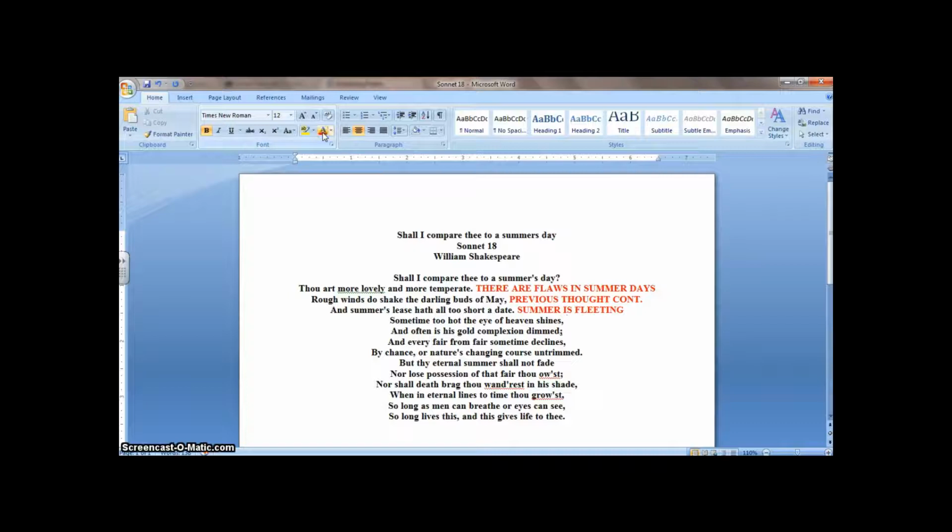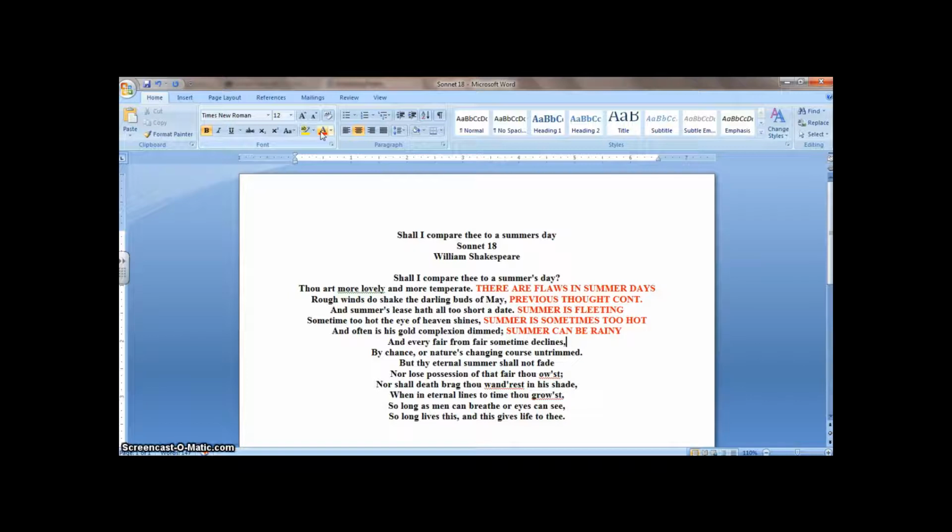Okay, then we have "Sometime too hot the eye of heaven shines." Just like this last summer, summer is sometimes too hot. Yes, we had a very hot summer, didn't we? "And often is his gold complexion dimmed." Now, we didn't have a lot of this this year because of the drought, but Shakespeare's saying here that summer can also be rainy, which is not very desirable either.